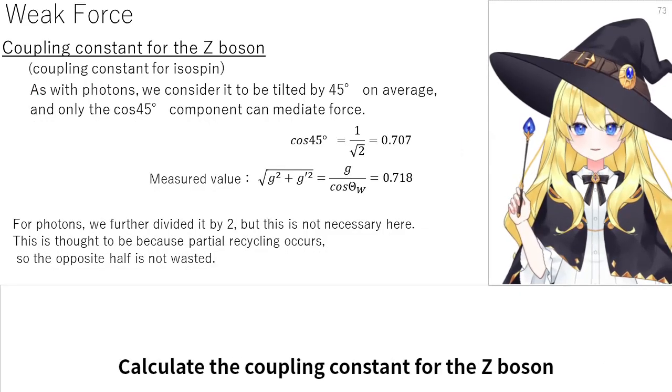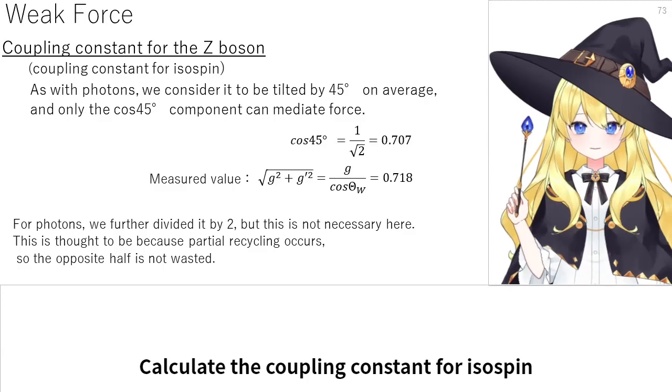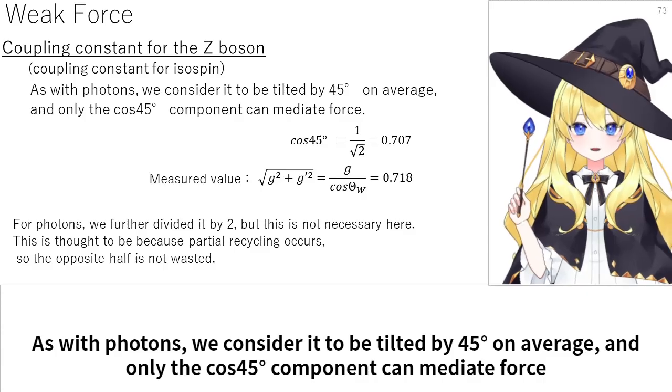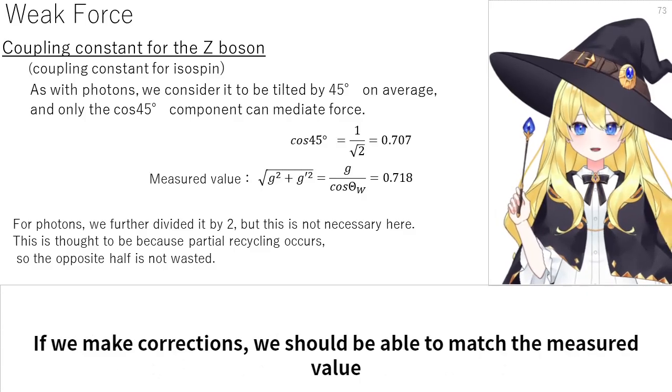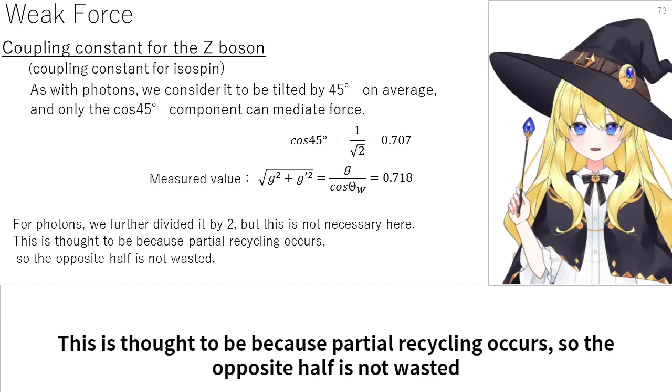Calculate the coupling constant for the Z boson. Calculate the coupling constant for isospin. As with photons, we consider it to be tilted by 45 on average, and only the cos45 component can mediate force. If we make corrections, we should be able to match the measured value. For photons, we further divided it by 2, but this is not necessary here. This is thought to be because partial recycling occurs, so the opposite half is not wasted.